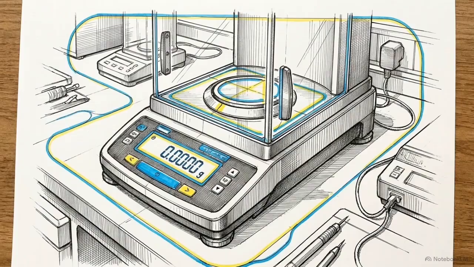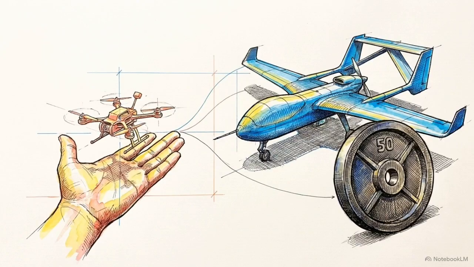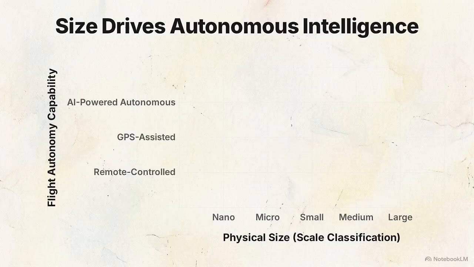Beyond morphology, platforms are classified by physical mass. This scale ranges from sub-250-gram nanodrones for indoor use to heavy multi-kilogram frames designed for long-endurance missions. This scatterplot maps physical size against autonomy. At the base of the y-axis is remote-controlled piloting, which requires a human operator to execute every micro-adjustment manually.